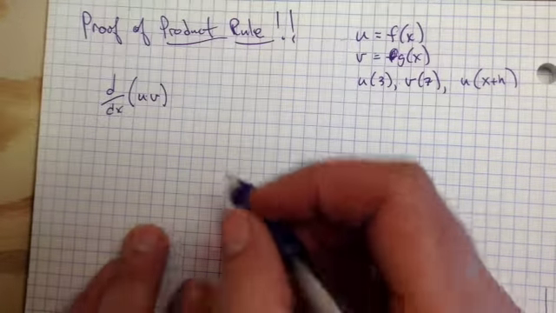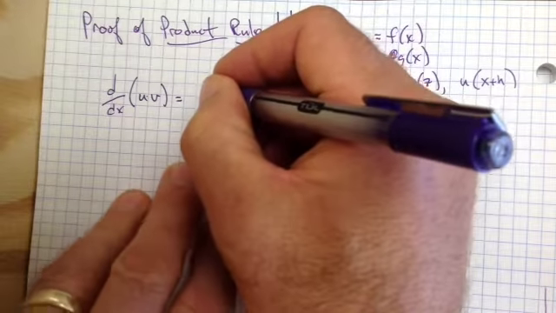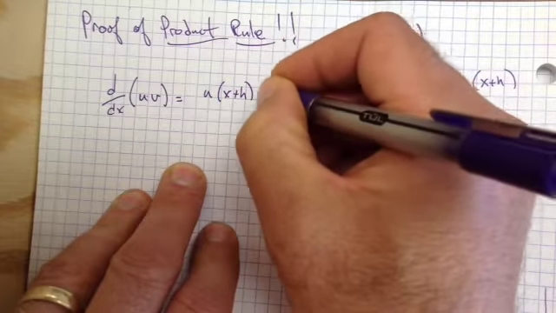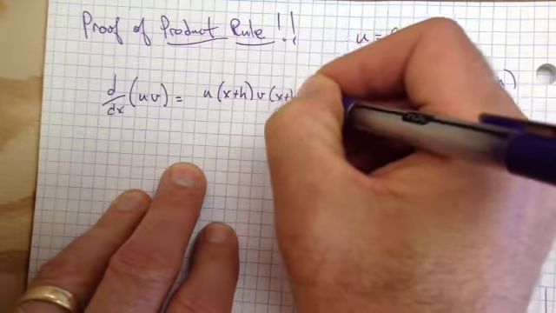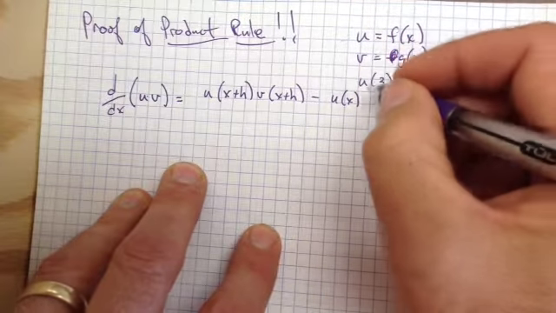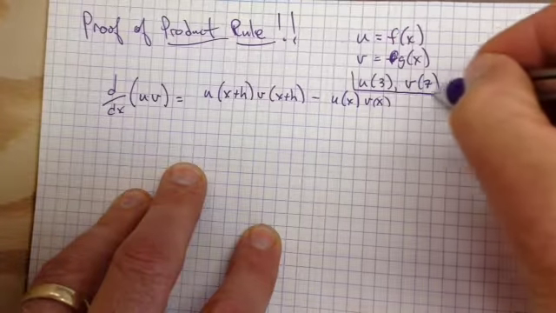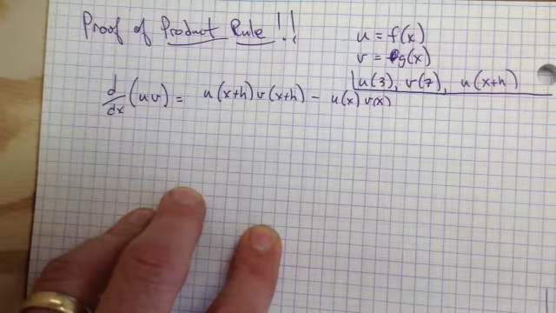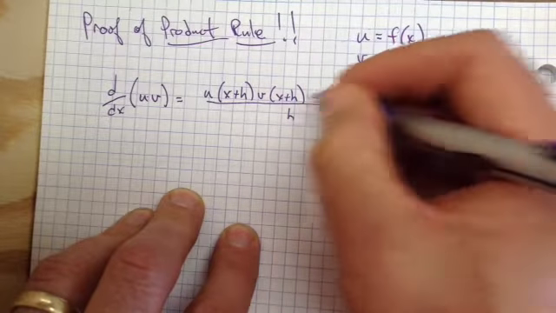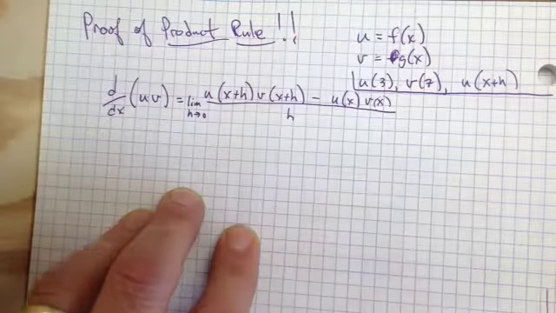So when we take the derivative of u times v, we apply the definition, and we get u of x plus h, v of x plus h, minus, I'll write it out in this notation, u of x, v of x, all over h, and of course I forgot we need to take the limit as h goes to 0.